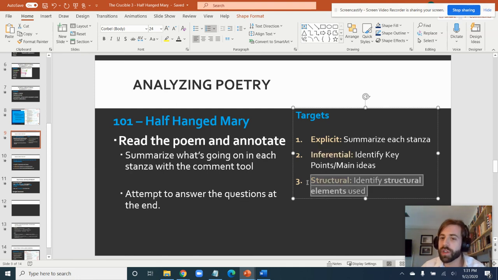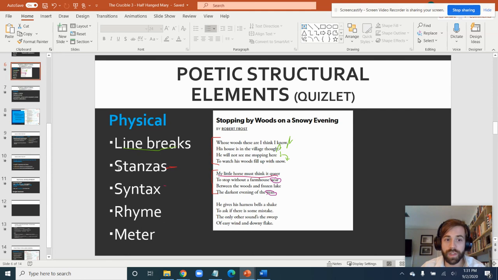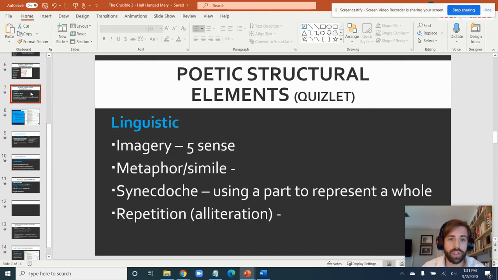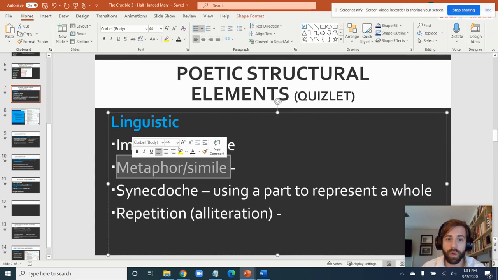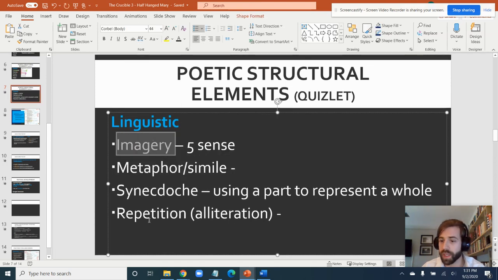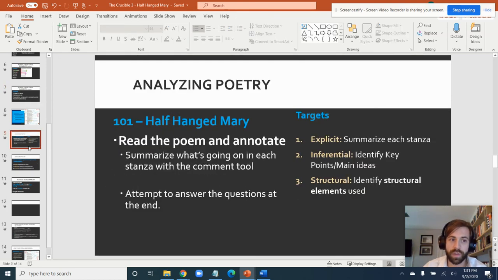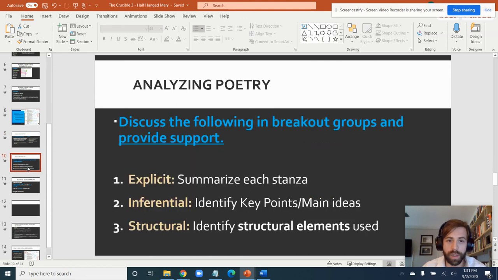And then we're going to start to identify some of the structural elements used. So I can really see that this poet is using stanzas in a really interesting way, or I can see that this poet is really trying to use metaphor or imagery to paint a picture. And maybe we don't have a full description of what that all looks like yet. I just want us to get to the idea of identifying what that poet is using.